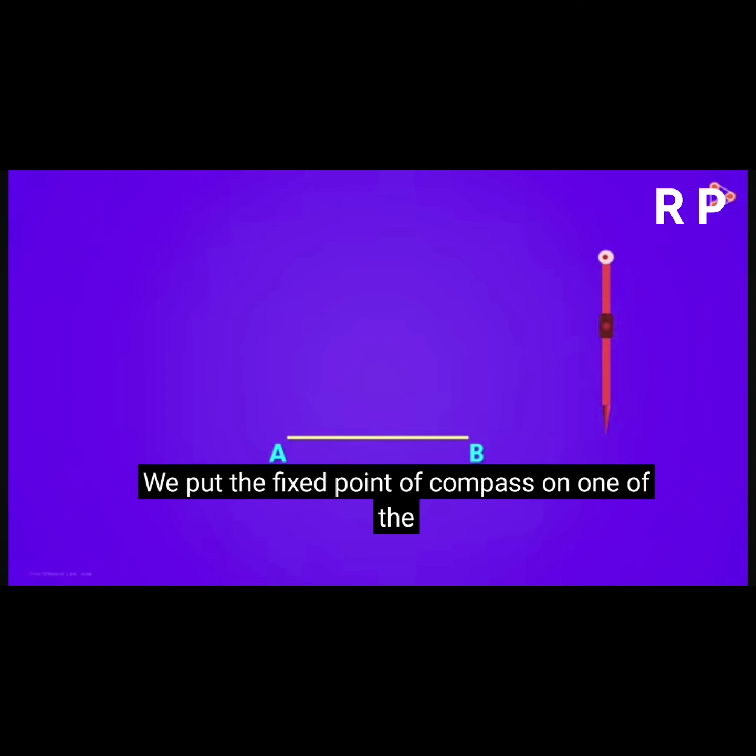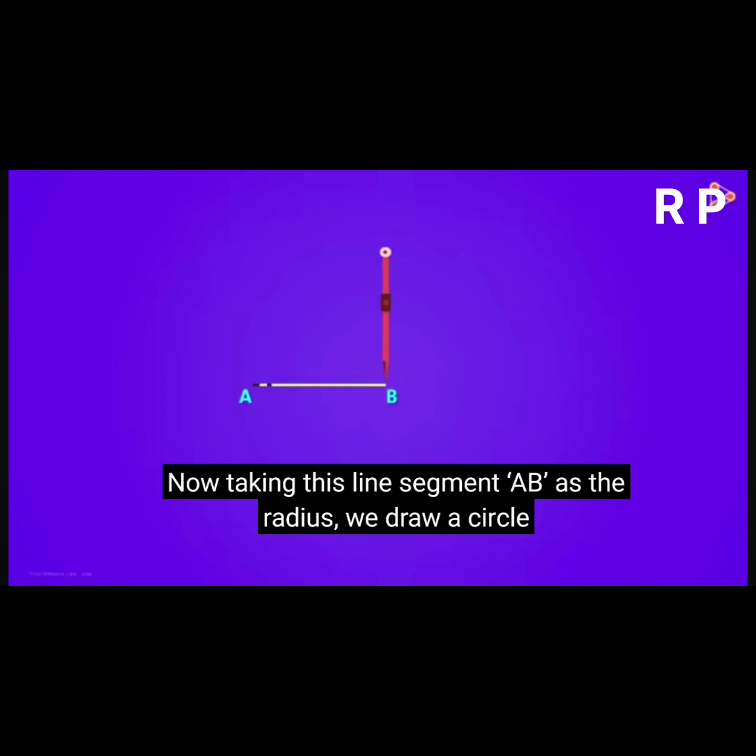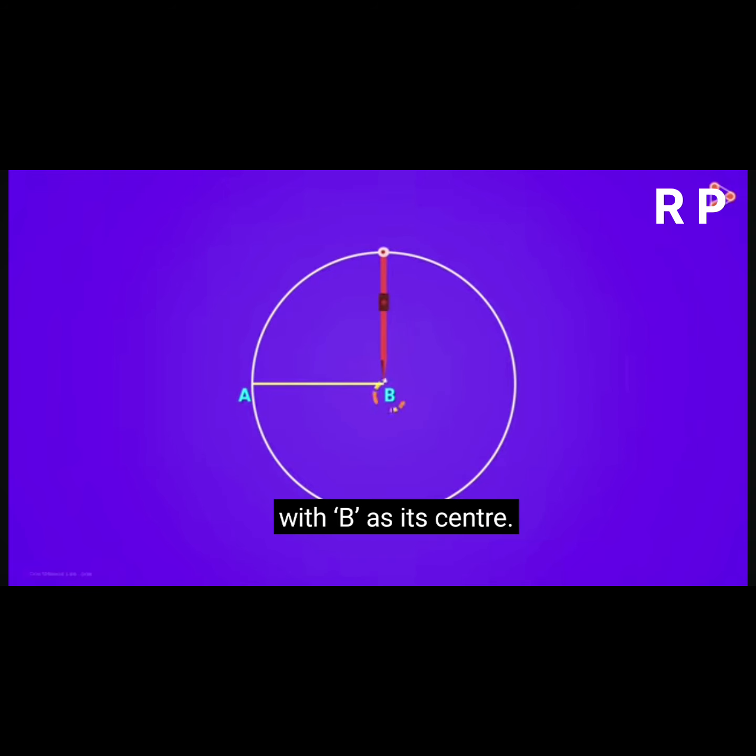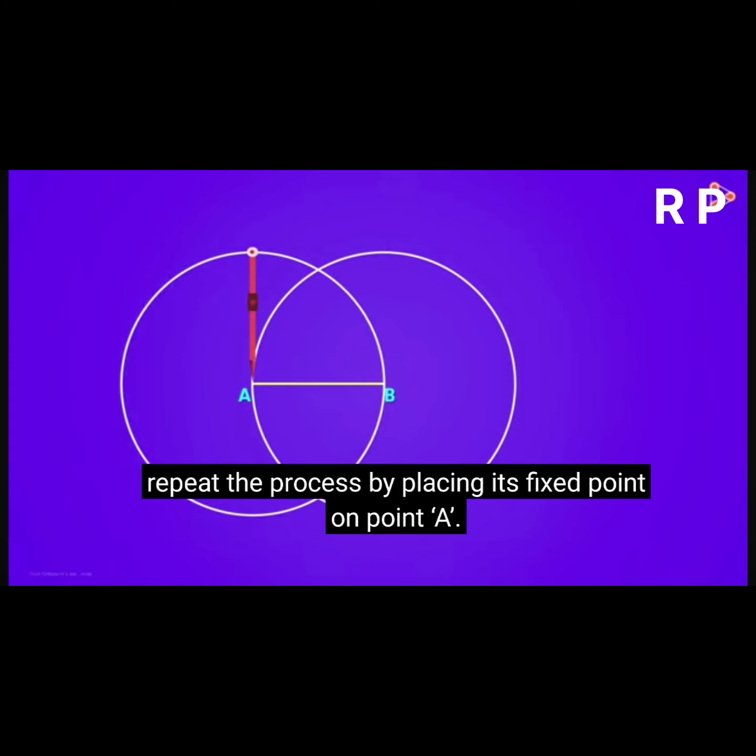We put the fixed point of the compass on one of the points, say B. Now taking this line segment AB as the radius, we draw a circle with B as its center. Similarly, without changing the length of the compass, repeat the process by placing its fixed point on point A.